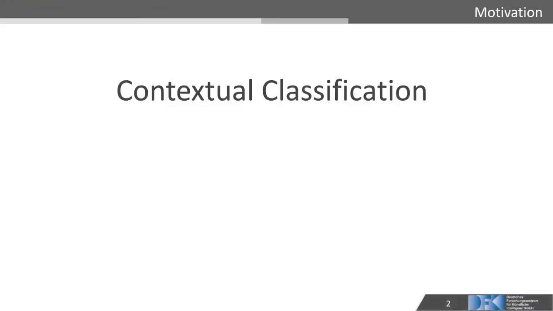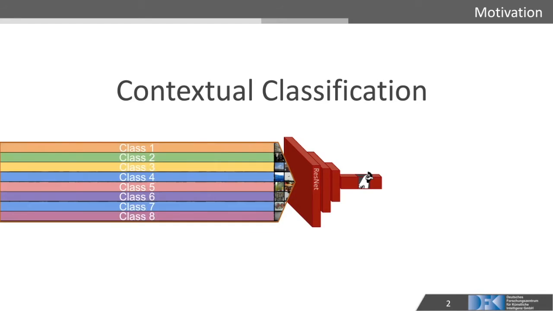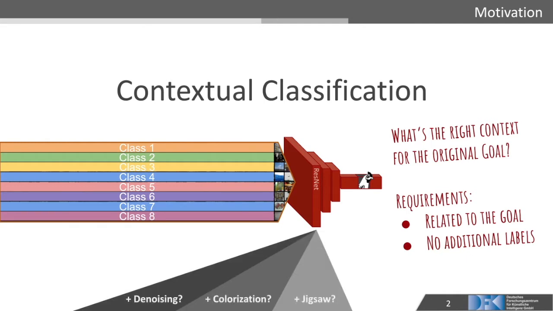So what do we mean here by contextual classification? Well, we want to improve the performance of a standard deep neural network for image classification by training it on an auxiliary task. Ideally, this task should be somehow related to the original task and should not require additional annotations either. While some semi-supervised tasks like denoising, colorization, or jigsaw puzzles have been shown to help, it is not clear how related, or in other words, how helpful they are with respect to the original classification goal.